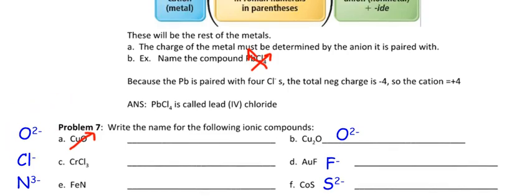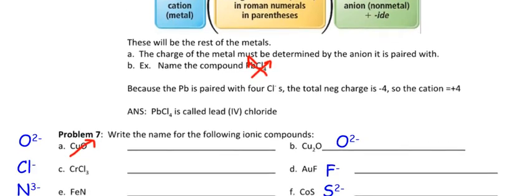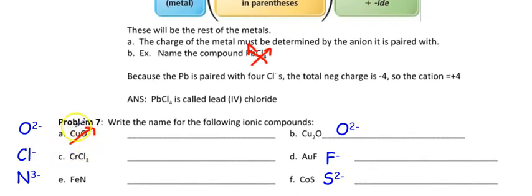So what happened up here when you didn't have any subscripts? The charge is canceled. So that's the same thing down here. Because there are no subscripts, the charges canceled out. So what is the charge of oxide? It's 2 negative. So what must be the charge of copper? 2 plus. So you get copper, Roman numeral 2, oxide.